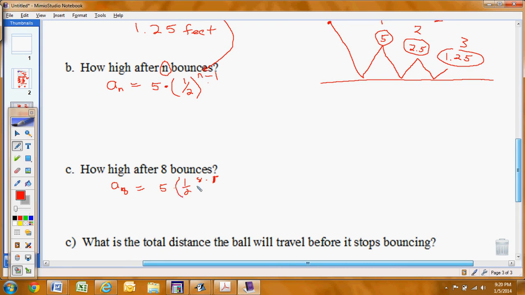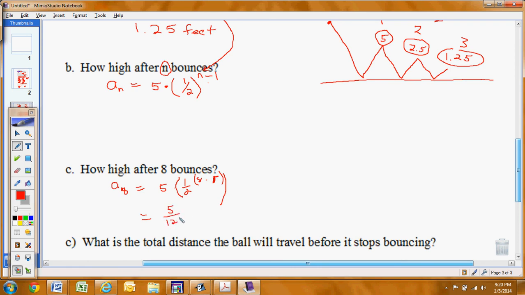Make sure you're putting all of this in parentheses, so it takes the whole thing to that power, and make sure you're doing it right on your calculator. You have to know how to use your calculator to get the correct answer. If I raise that to the 7th power, I end up with 5 over 128.